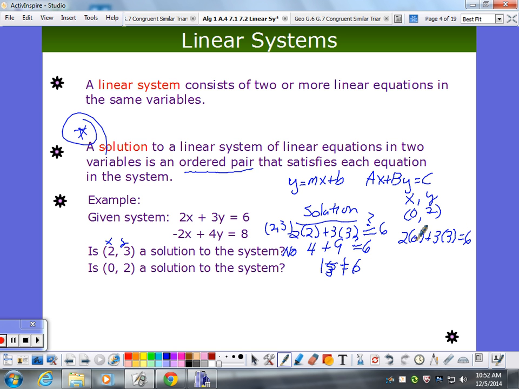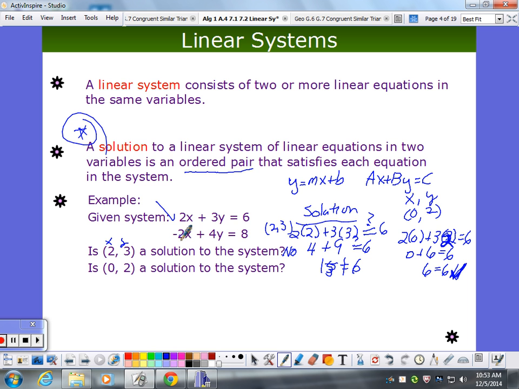Okay, so I plug in the x, I plug in the y into 2x plus 3y equals 6. Evaluate. What did I do? (0, 2). That's a 2. Wait, 3 times 2. That was me writing the wrong thing. It's (0, 2). So it works in this one. Yay! Does that mean it's a solution to the linear system? Not necessarily. It has to work in both.